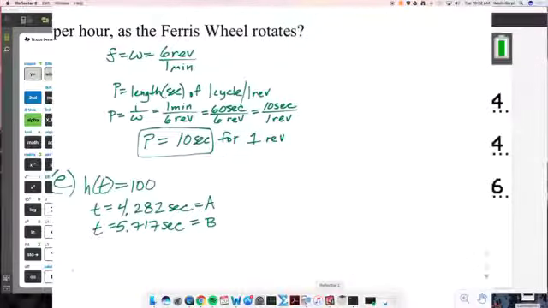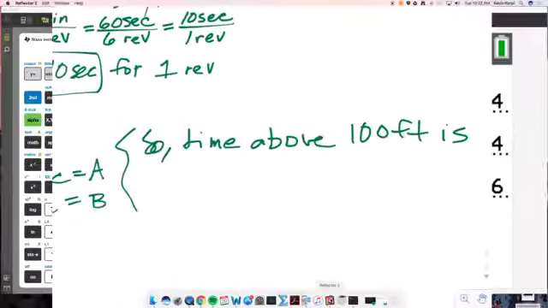Okay, so I'll do that right here next door. So the time spent above 100 feet is, and here's the work that leads to our answer. I need to figure out the duration, so B minus A. That gives us the duration spent above 100 for one cycle. But I need to multiply that by however many times he rotated.